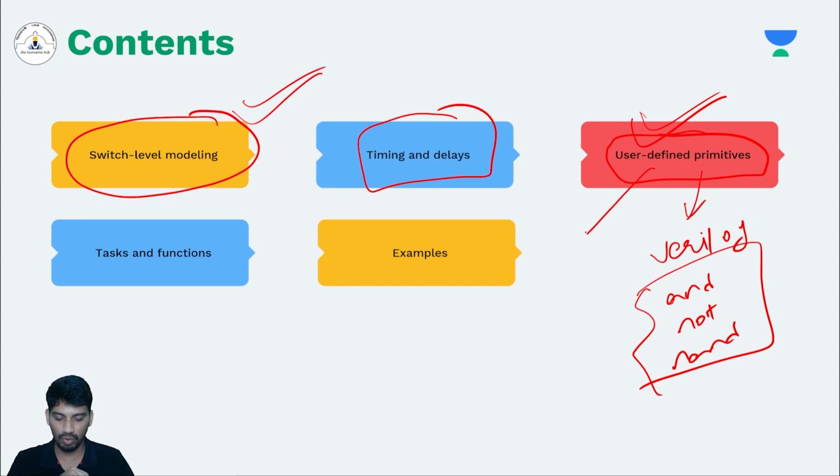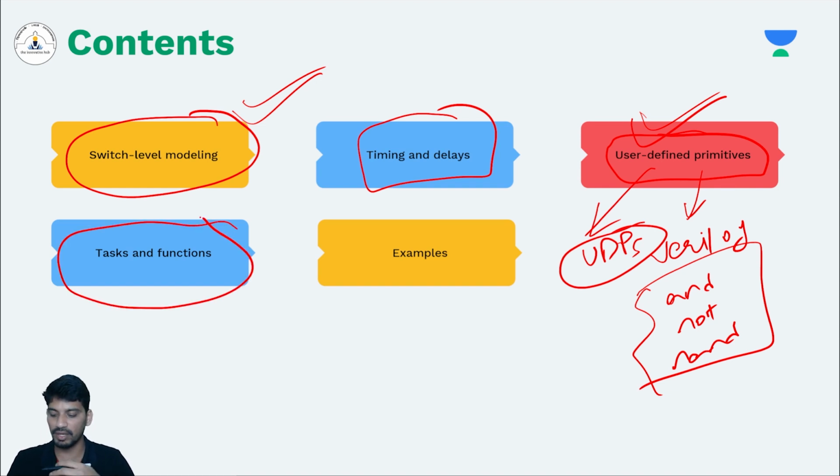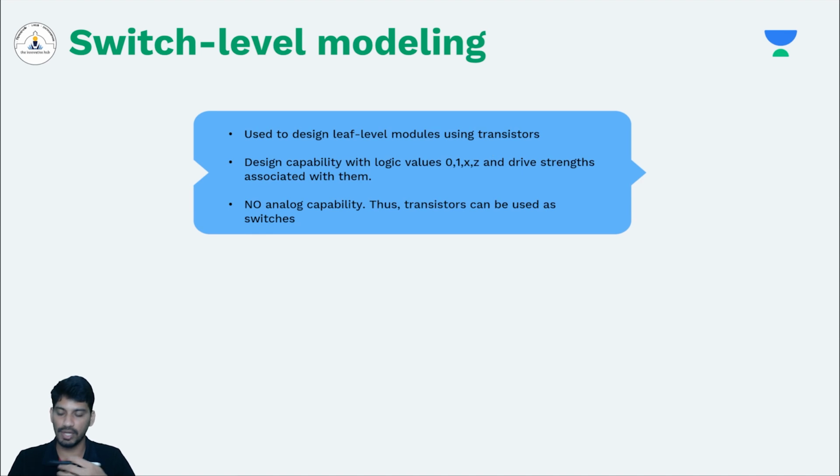You can define your own primitives. Those we'll call user defined primitives, in short, UDPs. So we'll see how to define UDPs and how to use the UDPs in any module and build a complex circuit. Then we'll see what are the different tasks and functions, what is the difference between a task and a function, and we'll see with some examples. Okay. So let's start with switch level modeling.